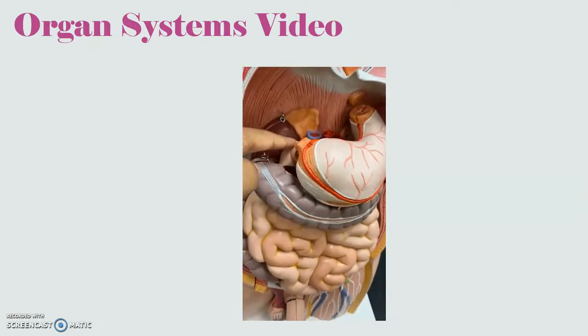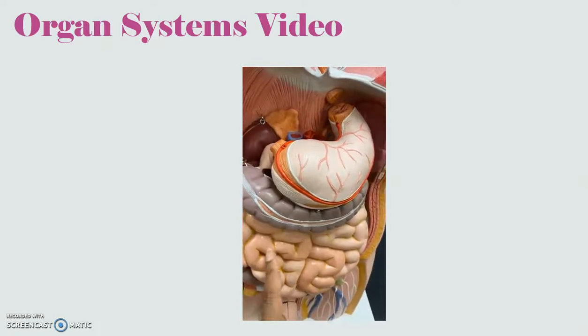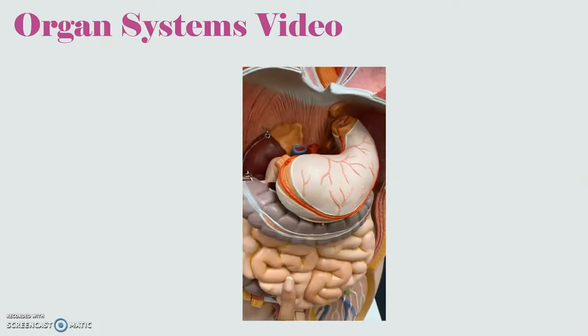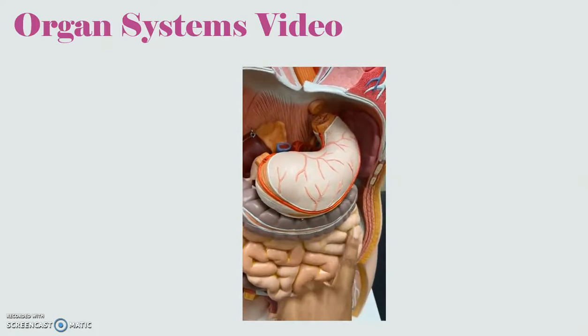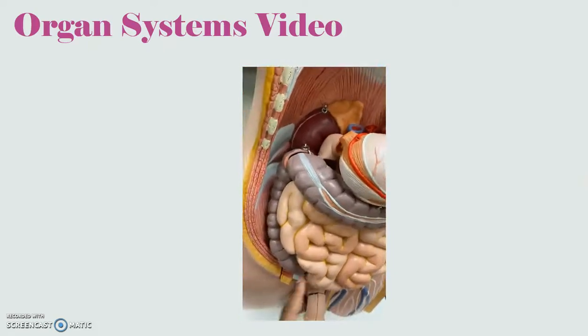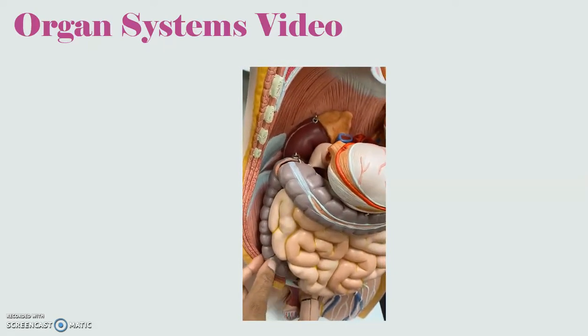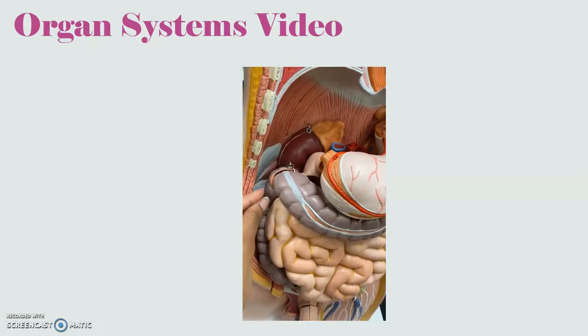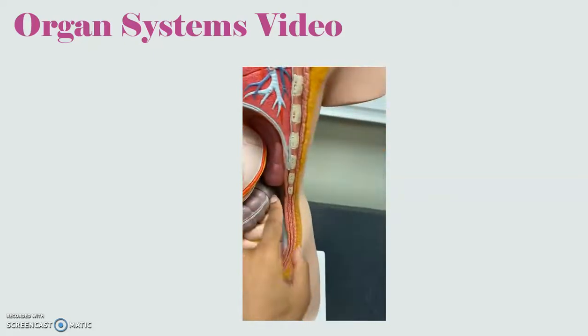So this region of the small intestine is your duodenum. This region is your jejunum, the darker pink, and then the lighter pink is the ileum. And it is going to be the ileum that then goes into the large intestine, which is gray here. So this is the large intestine.